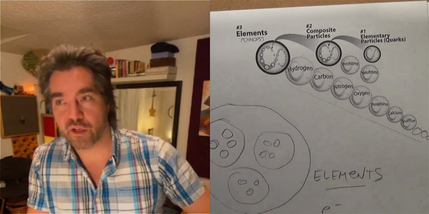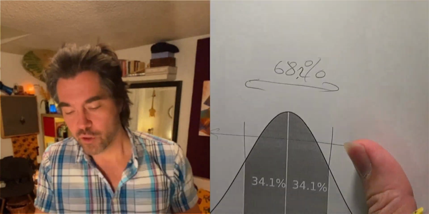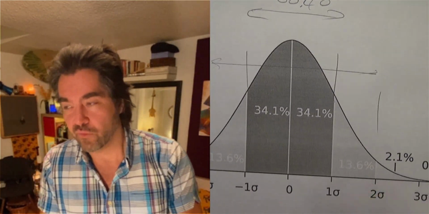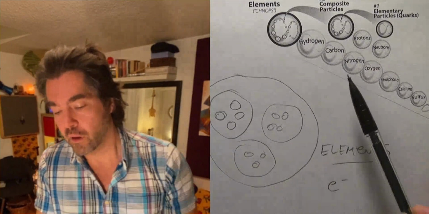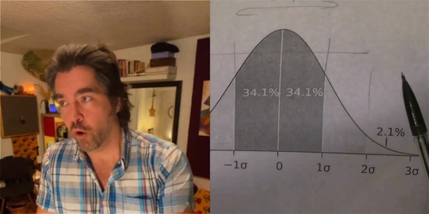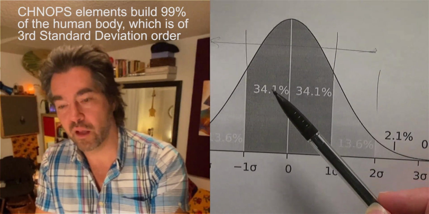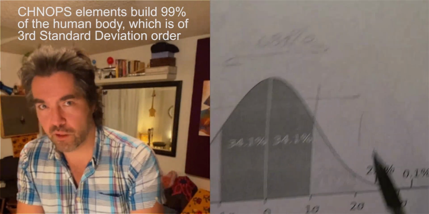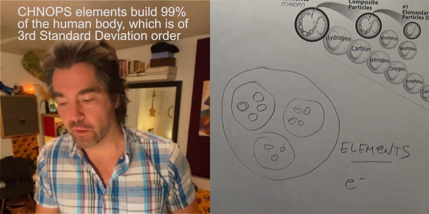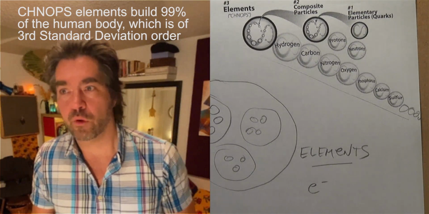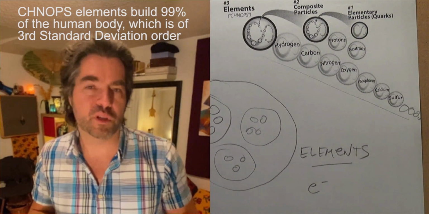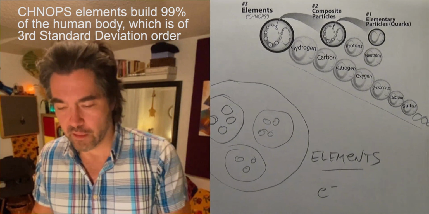If you remember the bell curve that I showed in the first introduction video, these seven elements are all within, when you look at all the elements that are involved in life, the first standard deviation. So they're very important to look at, how they behave and what they do, in order to understand biological systems, which is what biochemistry does.